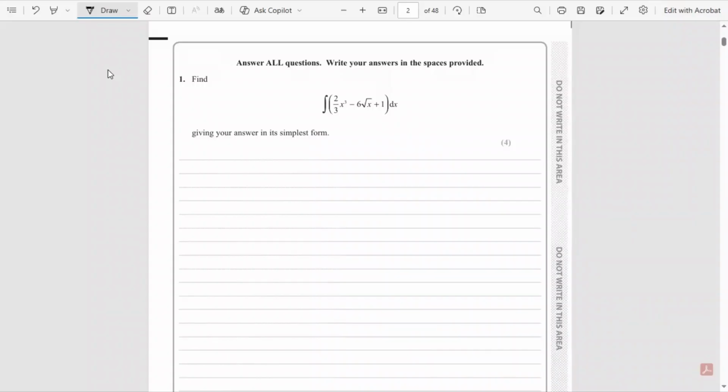Hi everyone. So in this video, we're going to work through a Year 12 integration question from the 2018 AS Pure Maths paper. So the question says, find the integral of 2/3 x cubed minus 6 root x plus 1, all with respect to x, giving your answer in its simplest form.